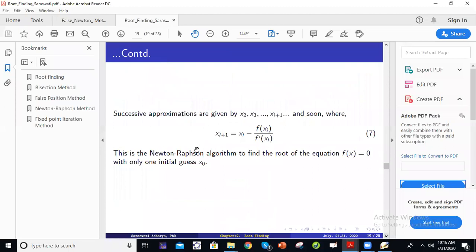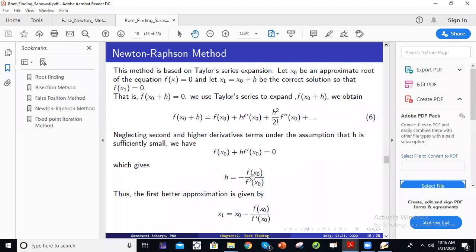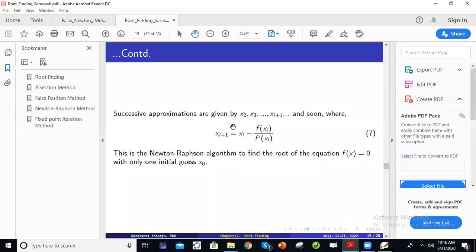Next, how can we find x2? If we know x1, how can we find x2? x2 equals to x1 minus f of x1 over f dash x1. Okay, similarly, we have the formula xi plus 1 equals to xi minus f of xi over f dash xi. What is i? i runs from 0, 1, 2, 3 up. We repeat our approximate solution until we get the desired accuracy.